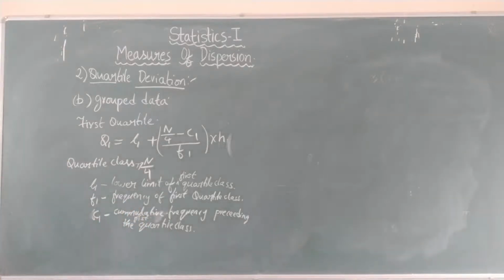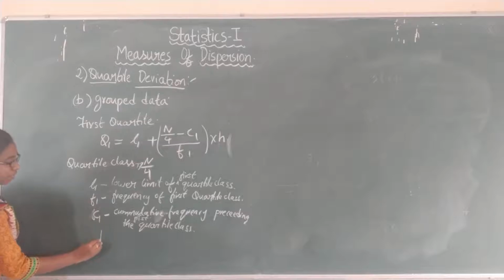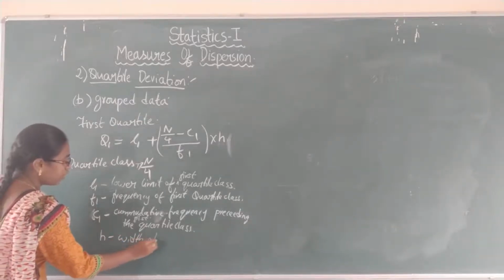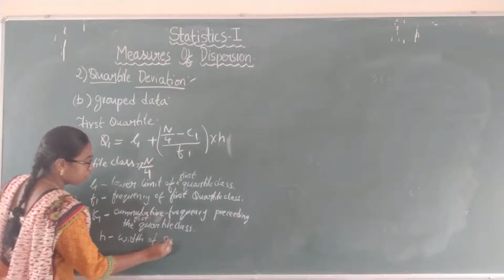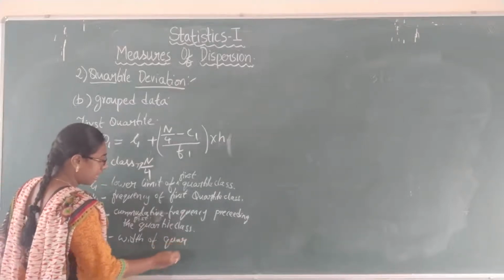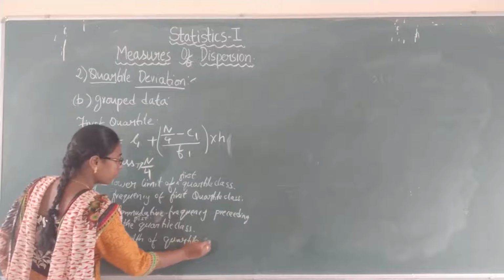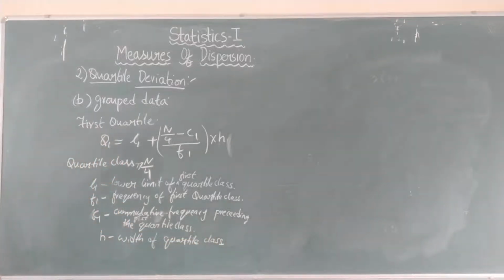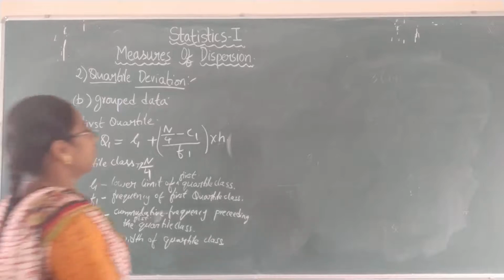So this is the description, and one more thing, H. What is H? It is the width of the quartile class, or you can write the scale. So in this way, we are going to find the Q1 value. Now, similarly, the third quartile.